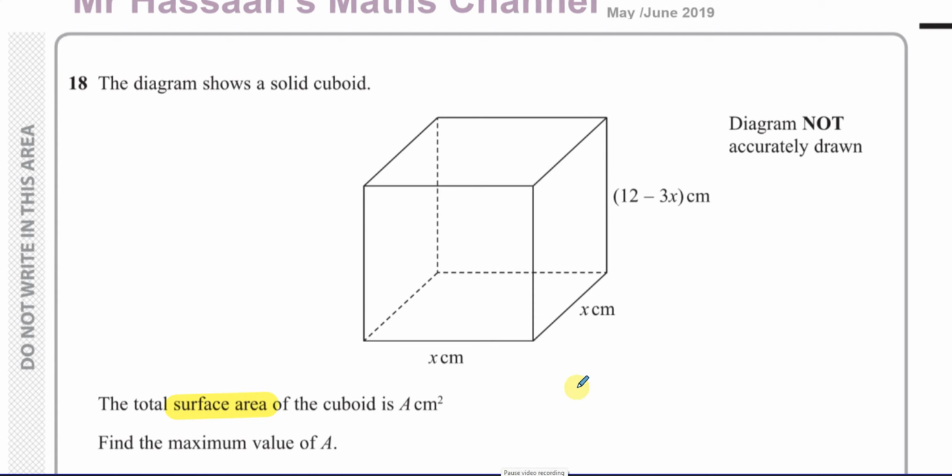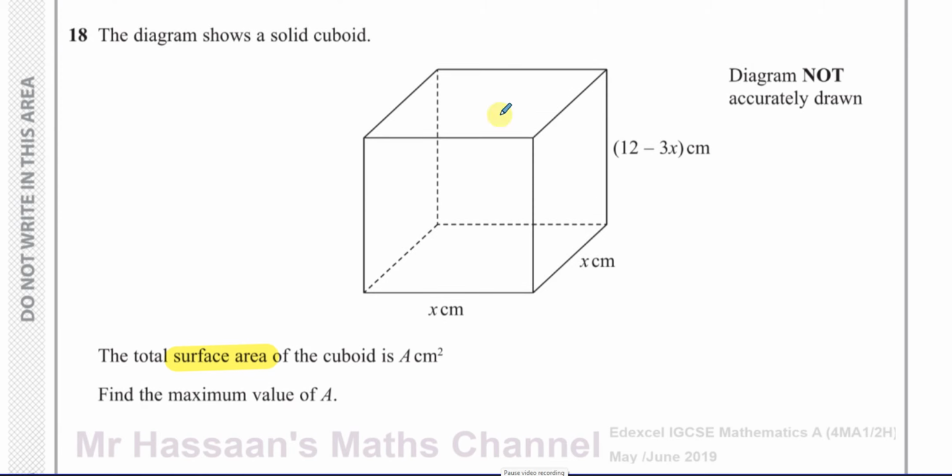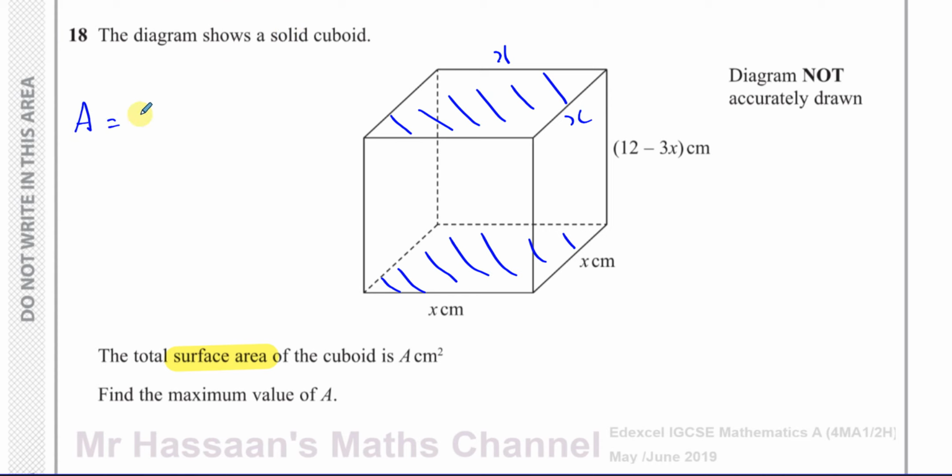Alright, so first of all we need to get an expression for the total surface area of this cuboid. The surface area is made up of the area of each of its faces. It has 6 faces. 2 of the faces, the base and the top, both have dimensions x by x. So those two together have an area of x squared and x squared. So the surface area is equal to 2x squared. That's the top and the bottom.